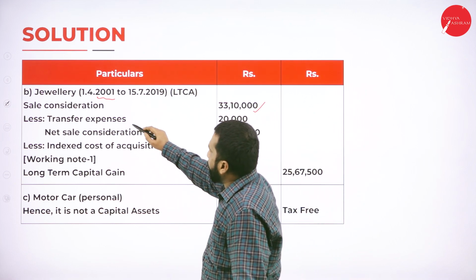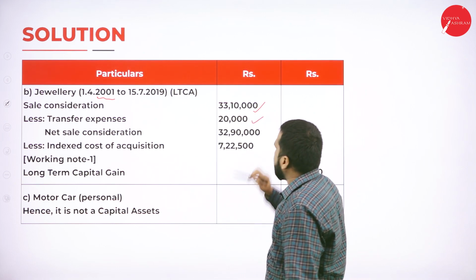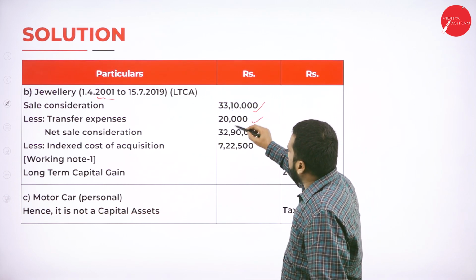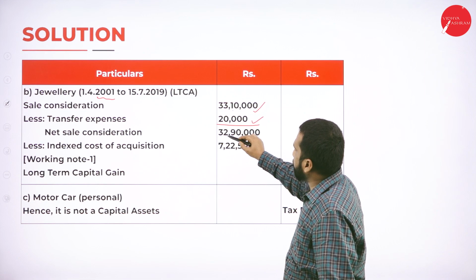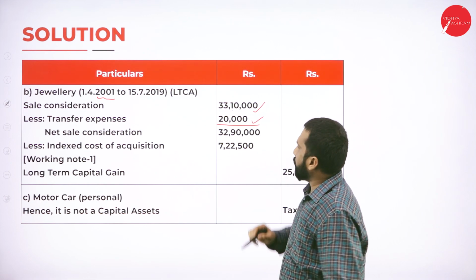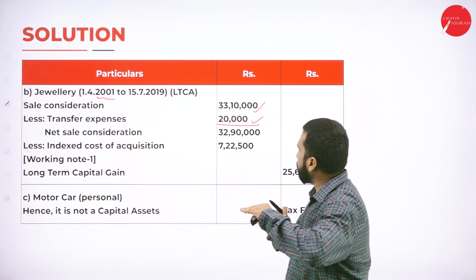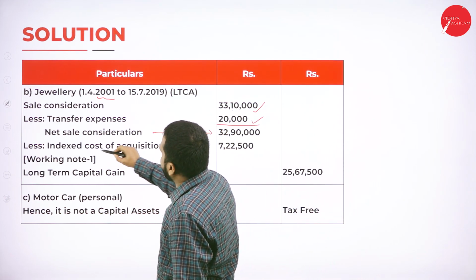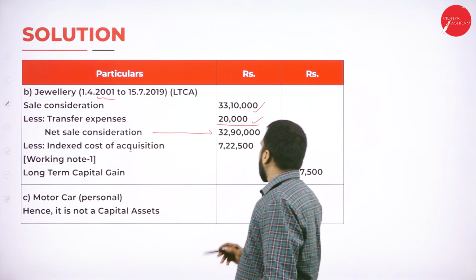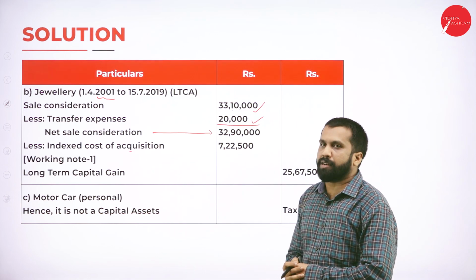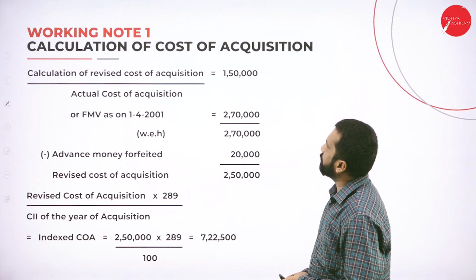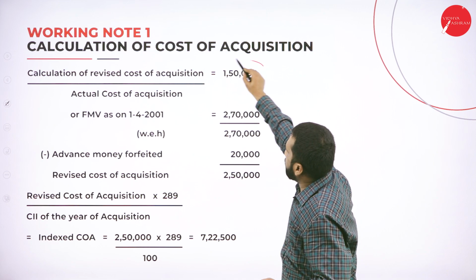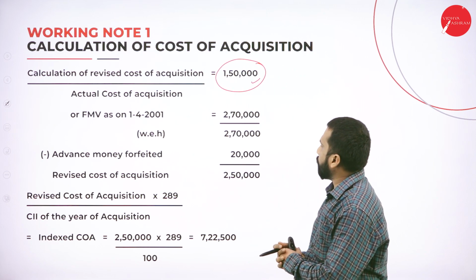Now, transfer expenses. At the time of transfer, he spent 20,000. 33,10,000 minus 20,000 will become 32,90,000. 20,000 has to be reduced. Then, you got the net sale consideration. Index cost of acquisition. How to calculate index cost of acquisition? I'll show you. Let's see. 1,50,000 was the cost.